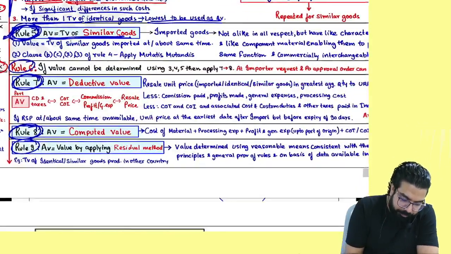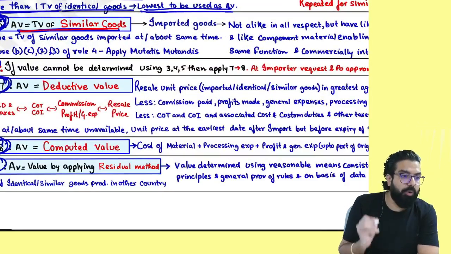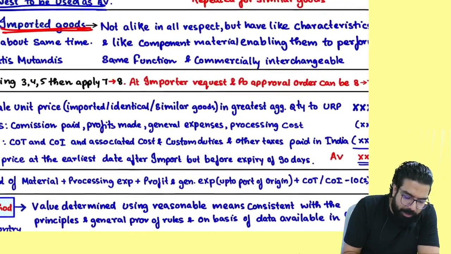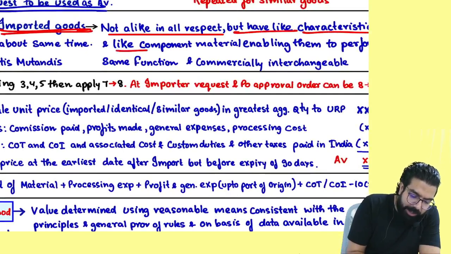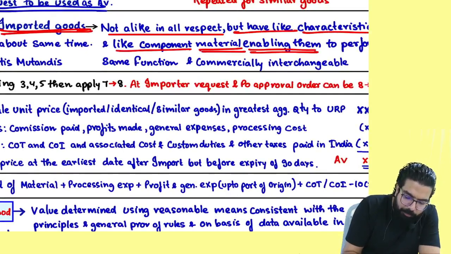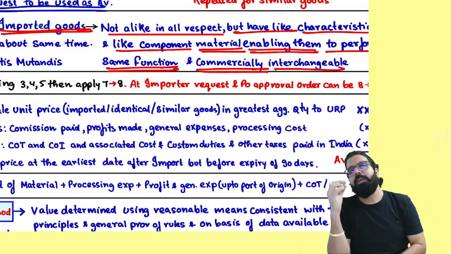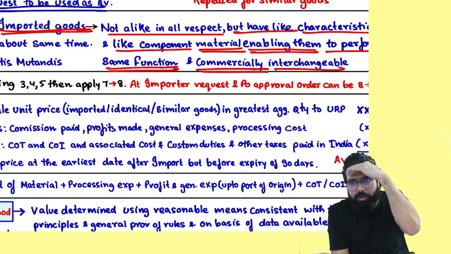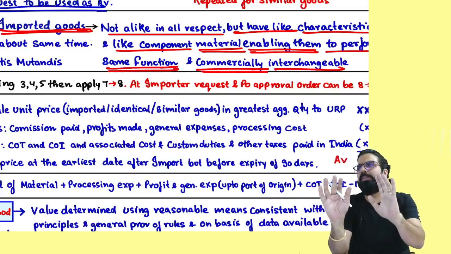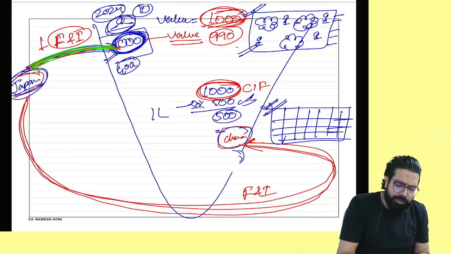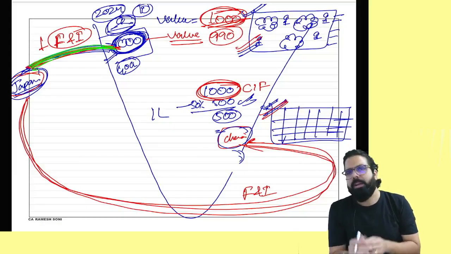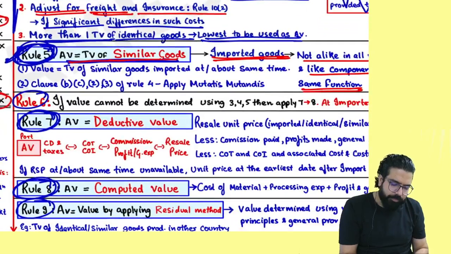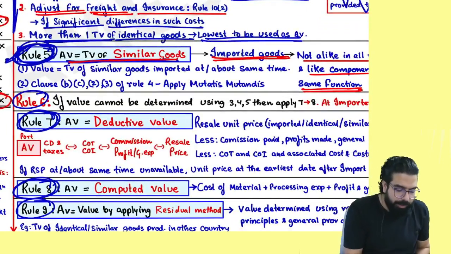So they are telling over here about the value of similar goods. Similar goods means imported goods, not alike in all respects, but having like characteristics and like components, enabling them to perform the same function and be commercially interchangeable. People, if you did not get the identical goods' value for the checks lungi, no problem. If you are trying to find similar goods and could not find any, take this kind of lungi's price and accept it. Are we clear?